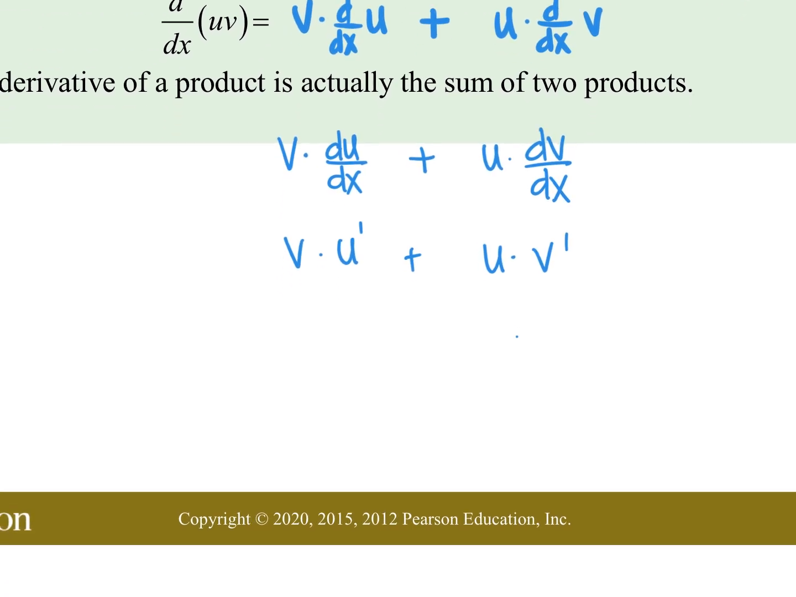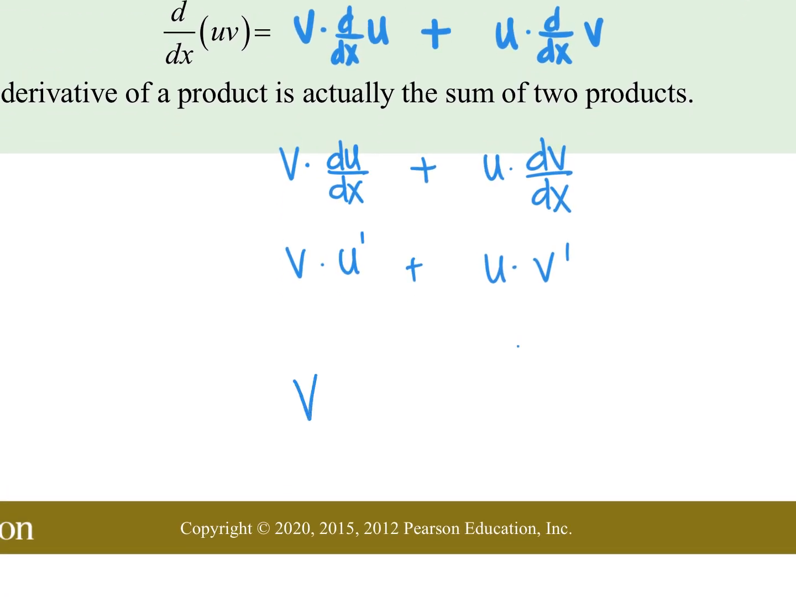What it is not, just so we're clear, is v prime times u prime just multiplied together. That is not the product rule, the rule for products. Now the next problem I'm going to show you is a very, very easy problem, so that we can practice before we move on to some harder ones.